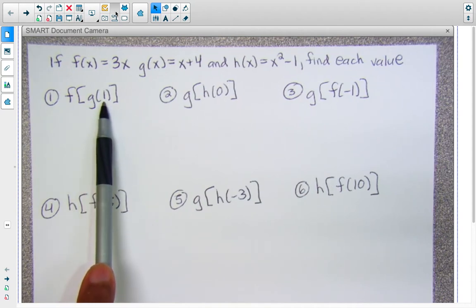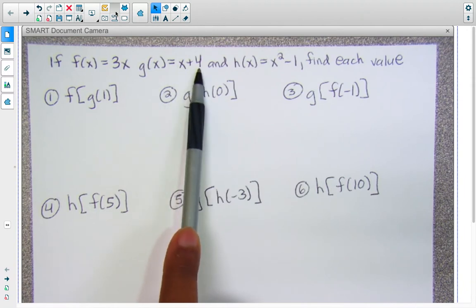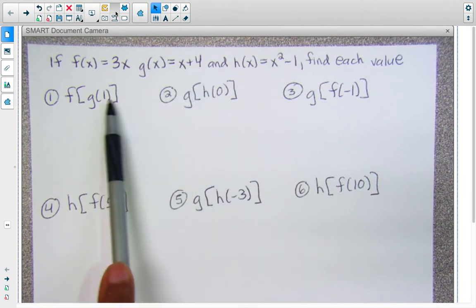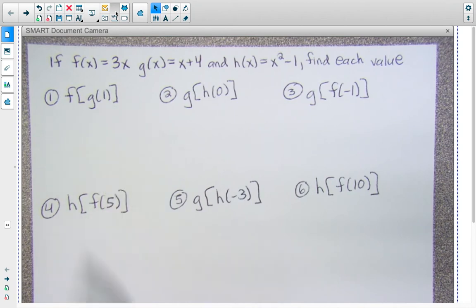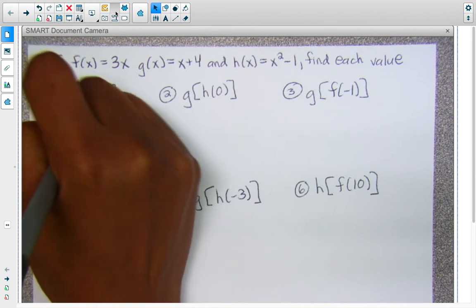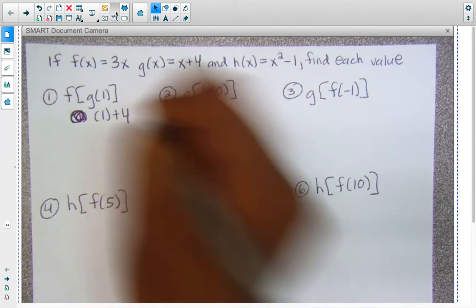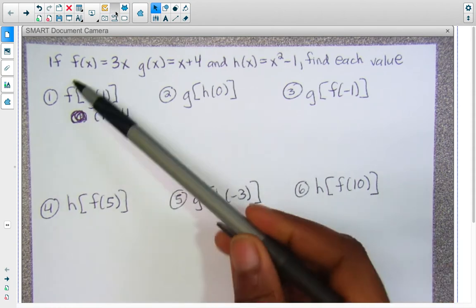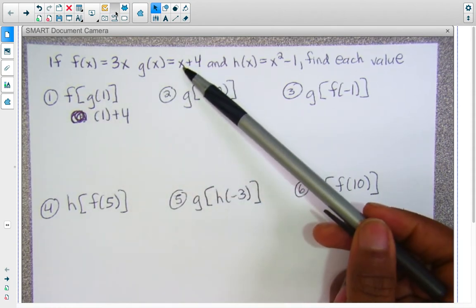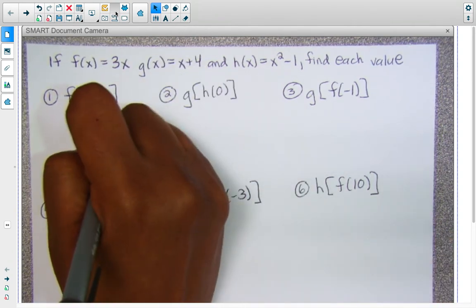We're going to take the number 1 and substitute it into this function right here. So this function is x plus 4. We're going to get rid of x and plug in the number 1. So that's going to be 1 plus 4. So I took the number 1 and I'm substituting it into my g function. So I no longer have this x. I replaced it with the number 1. And we know 1 plus 4 is 5.